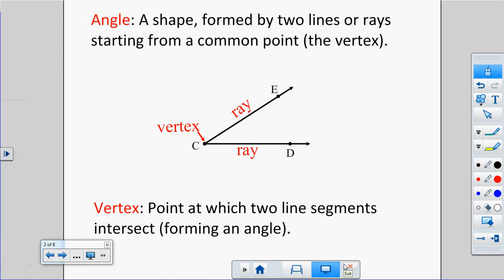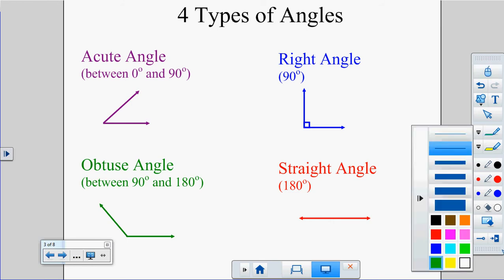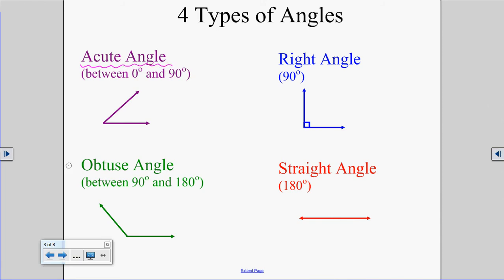Okay, next there are 4 types of angles. So you need to write all of these 4 down. An acute angle is this first one. Acute angle is anything between 0 and 90 degrees. I always think acute, which is like little and cute, and it's anything between 0 and 90. So it's a smaller angle.